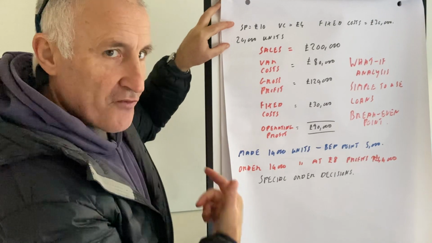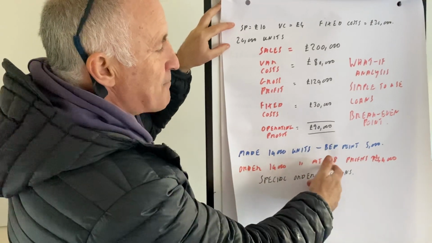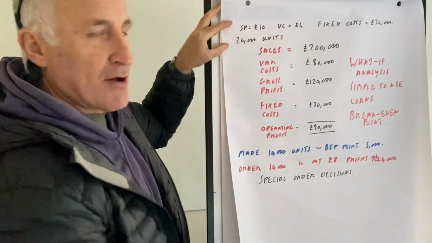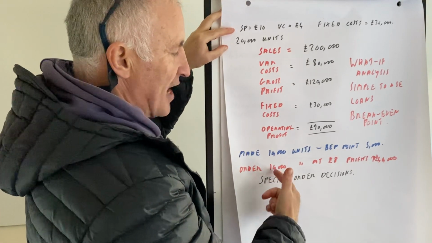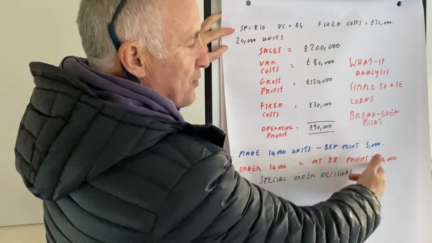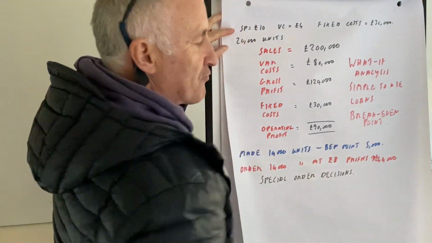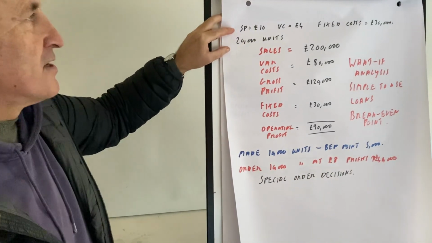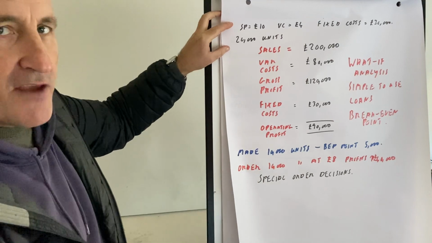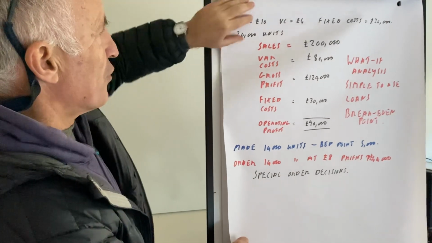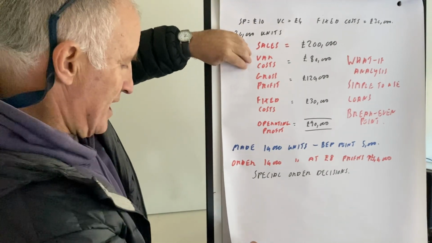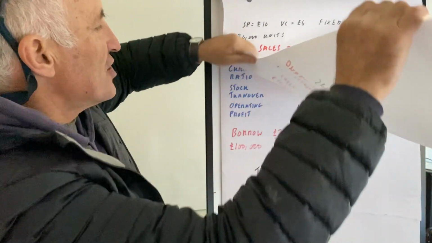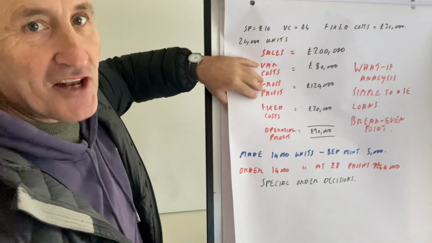So if there's another order of 10,000 units at £8 per unit rather than £10 per unit, then we would have an extra order of 10,000 units. You're making £4 per unit, so your profits would increase by £40,000. If you're beyond your break-even point, you've already paid for your fixed costs, so you only need to take into account variable costs in that particular decision, and that is it. Thank you.